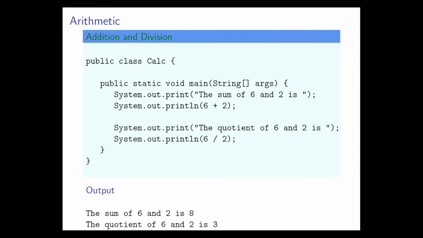And you can see what's happening here is that somewhere in the process of compiling and running our program, that 6 plus 2 is being turned into 8, and the 6 over 2 is being turned into 3. Magic. Or as we might say, computation.